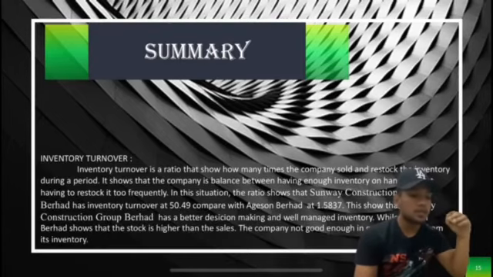And lastly, inventory turnover shows how many times the company sold and restocked the inventory during a period. It shows that the company is balanced between having enough inventory on hand and not having to restock too frequently. In this situation, the ratio shows that Sunway Construction Group Berhad has inventory turnover at 50.59 compared with Agason Berhad at 1.5837. This shows that Sunway Construction Group Berhad has better decision making and well-managed inventory, while Agason Berhad shows that the stock is higher than the sales, so the company is not good enough in generating sales from its inventory.